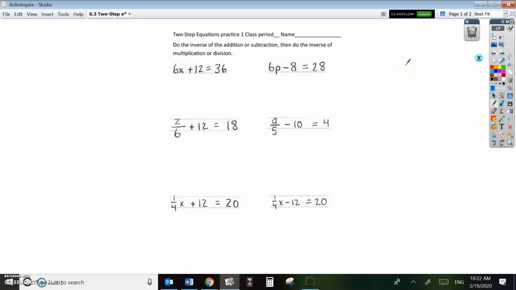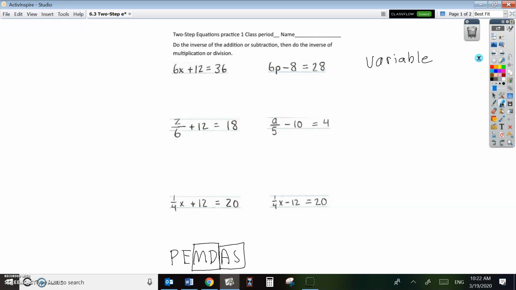Hello, two-step equations are equations that have a variable. Remember, a variable is a letter, and it has either multiplication, division, and addition and subtraction. So, if you remember parentheses, exponents, multiplication, division, addition, subtraction, addition and subtraction are usually grouped in one group, and multiplication and division are grouped in a group.